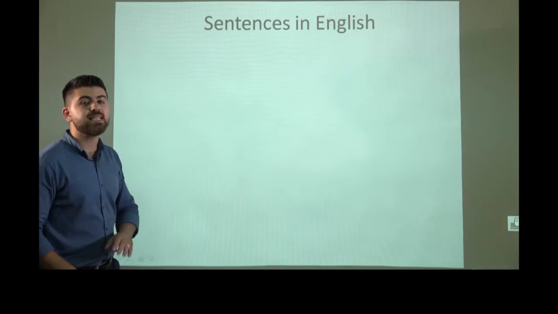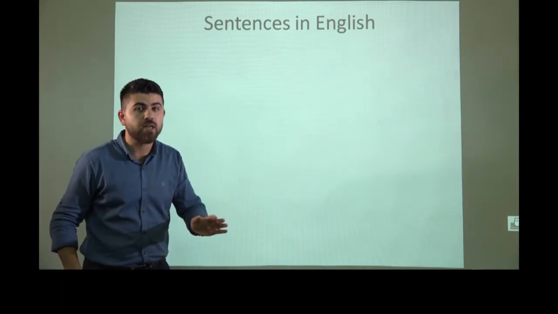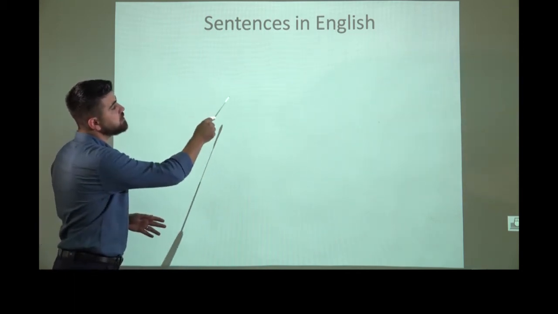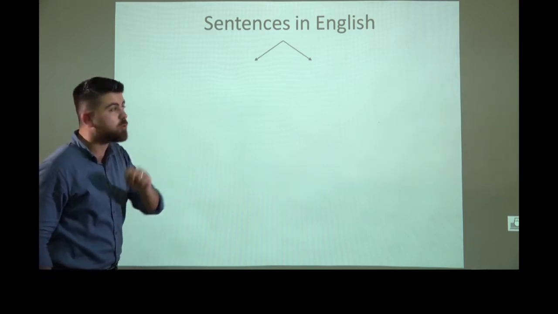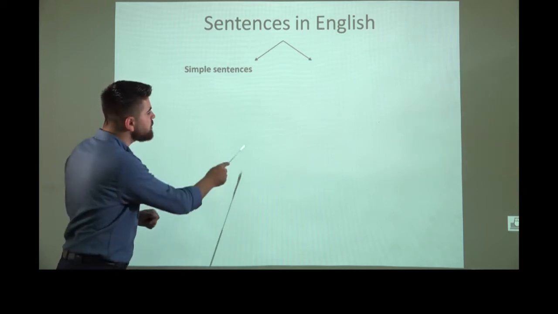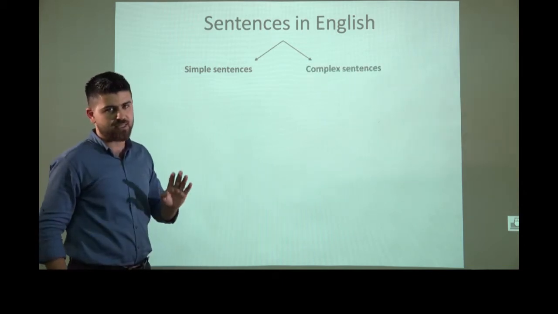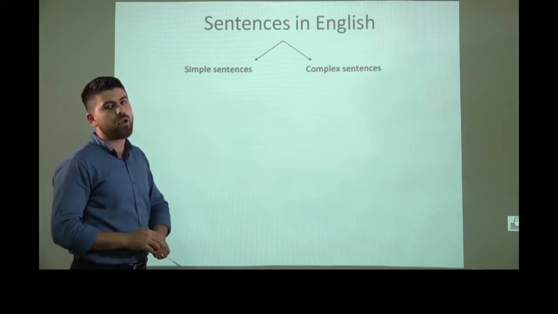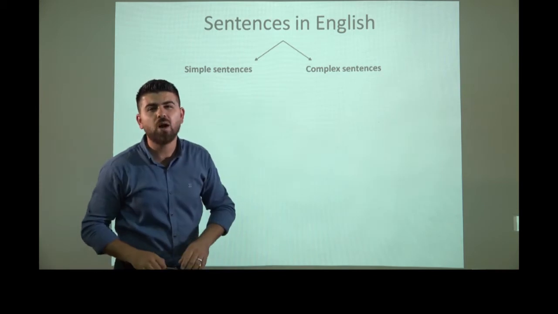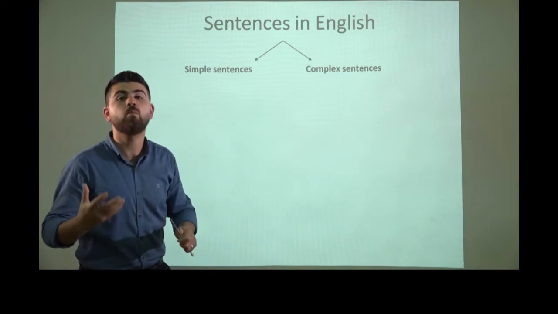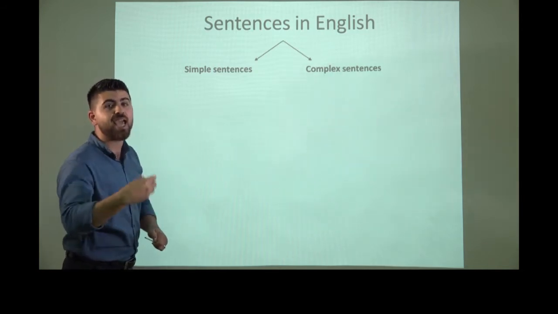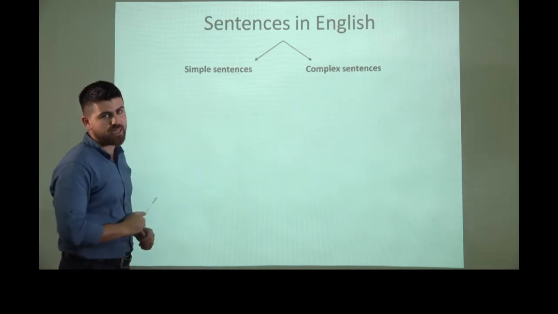Now, sentences in English in general, بشكل عام، الجمل. The sentences are divided into two parts. تقسم إلى قسمين. Number one, simple sentences. Number two, complex sentences. What do you mean by simple sentences and complex sentences? الجمل البسيطة والجمل المعقدة، أو بدنا نسميها مش معقدة، مركبة. تكون لديها شيء زيادة. Something extra. إشي زيادة على simple sentences.